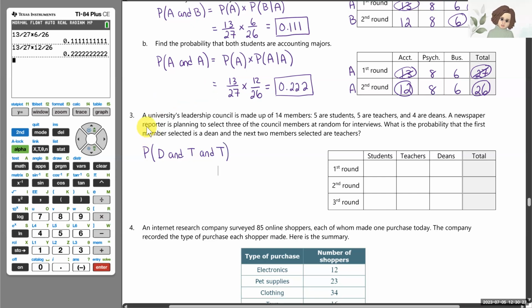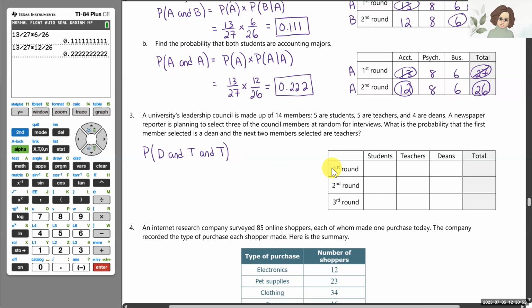So the selections are done without replacement, and then hopefully that's just clear from the context of the question. So if they're going to be the reporters interviewing people, they're not going to interview the same person 3 times. So after we pick a person, a dean, then they will no longer be in the mix of possibilities as we move on to select the next person.